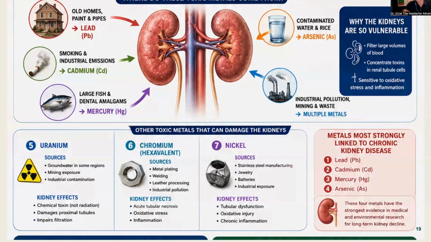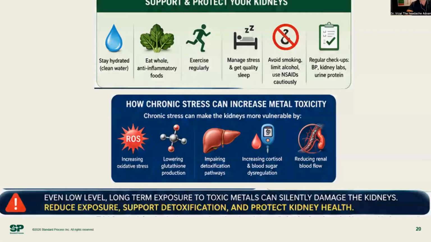So lead, cadmium, mercury, and arsenic are very common. Those four metals have the strongest evidence in medical and environmental research for long-term kidney decline. So we don't want kidney decline. So eat your anti-inflammatory foods, your green leafy vegetables, and so on.